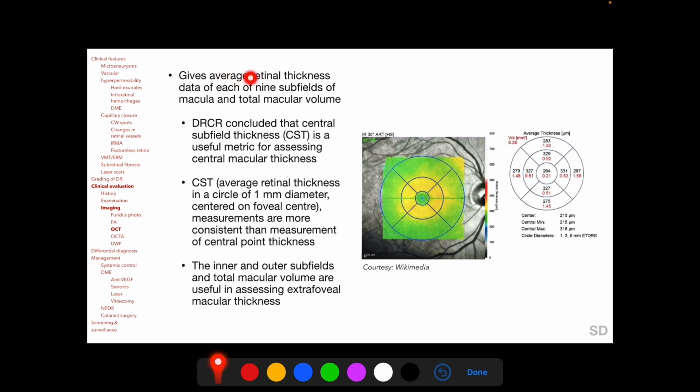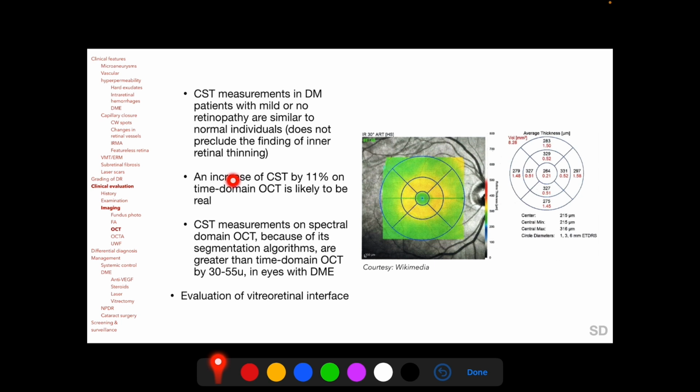OCT gives average retinal thickness data of each of 9 subfields of the macula, as shown here in this diagram, and also the total macular volume. DRCR concluded that the central subfield thickness is a useful metric for assessing the central macular thickness. The central subfield thickness is the average retinal thickness in a circle of 1 mm diameter centered on the foveal center, and CST measurements are more consistent than thickness measurement of the point in the center of the fovea. And the DRCR stated that an increase of central subfield thickness by 11% on time domain OCT is likely to be real.